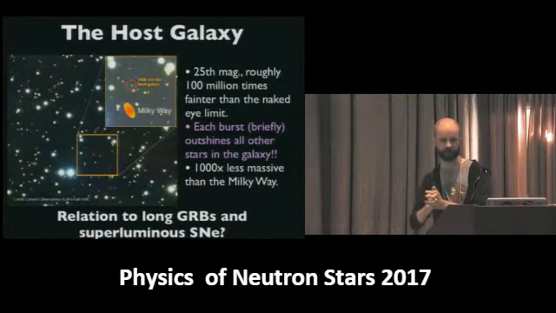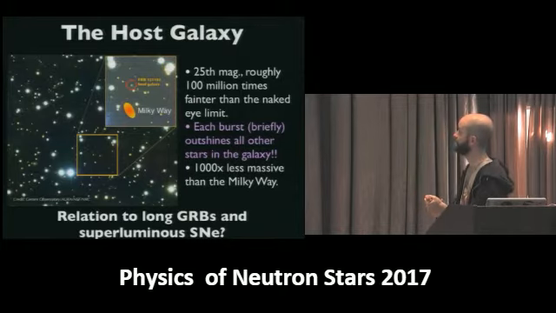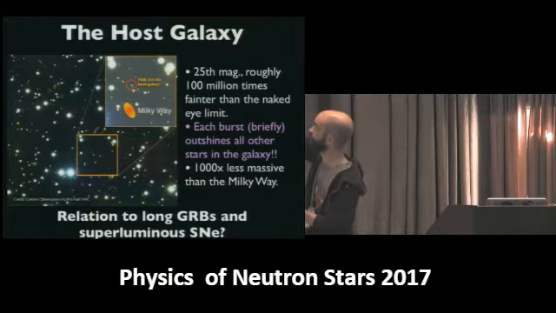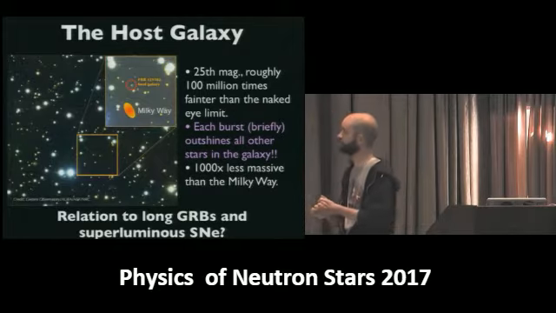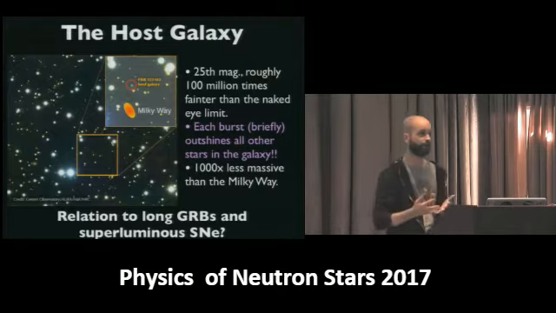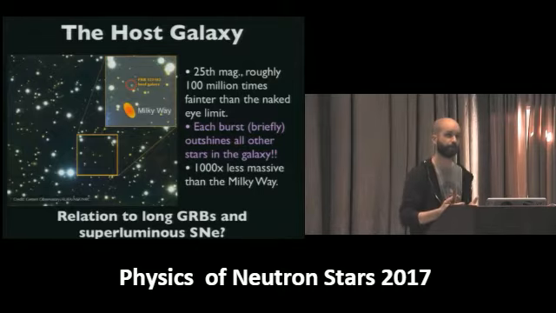So we know that the host galaxy is a star-forming dwarf galaxy. It's about 1,000 times less massive than the Milky Way. So you can see the Milky Way there for comparison, and the host galaxy is that little green smudge there. And one of the reasons this is interesting is because such galaxies are actually known to be preferentially the hosts of long gamma ray bursts and superluminous supernovae.